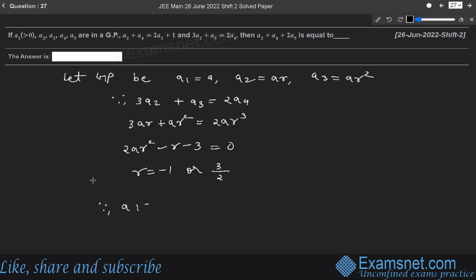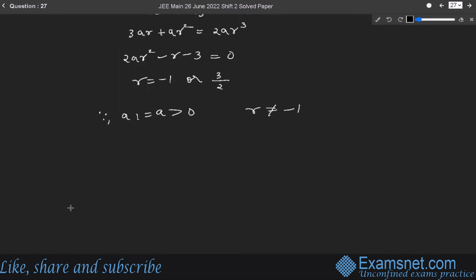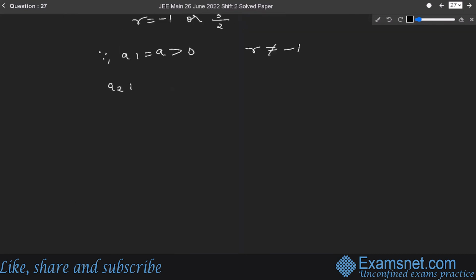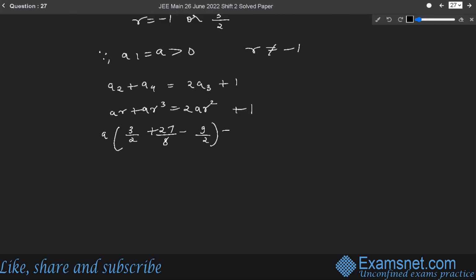Since we know that a1 is equal to a, which is greater than 0, r will not be equal to minus 1 because it is given in the question that a1 is greater than 0. Now, a2 plus a4 will be equal to 2a3 plus 1. So, ar plus ar cube will be equal to 2ar square plus 1. So, taking a common, this will be a times 3 by 2 plus 27 by 8 minus 9 by 2 is equal to 1. Therefore, we can say that a will be equal to 8 by 3.